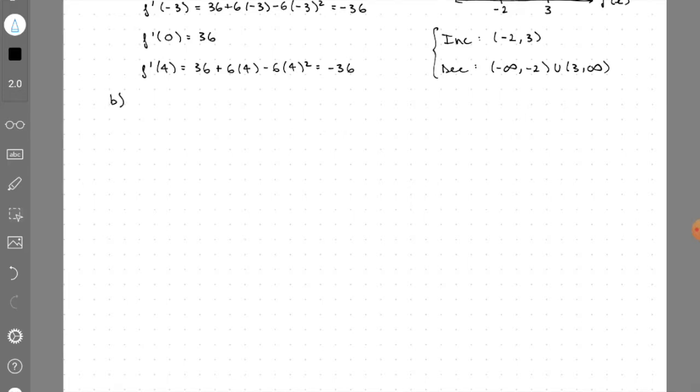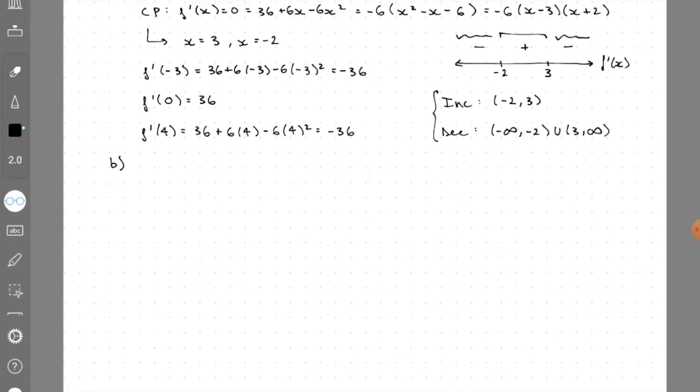So part B is talking about local maxes and mins. Let me reread what it said. Find the local max and min values. Okay, so we already have the derivative, and we already have the x points where the derivative is 0, which are the critical points. We already found those. So we just want to know if these are going to be local maxes or mins. Basically, when the derivative is 0, those points are the ones we want to look at to find relative maxes and mins, local maxes and mins.